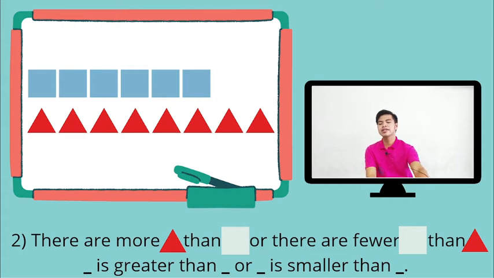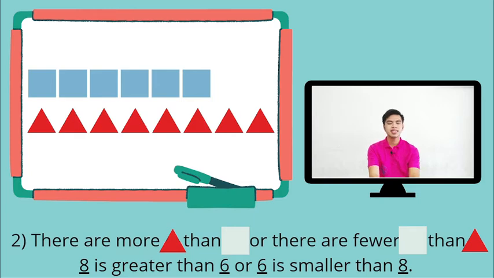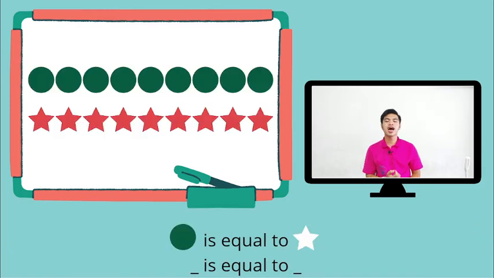So we're going to write 8 is greater than 6, or 6 is smaller than 8. So that is how we decide which of them is smaller or greater. We have to identify the number first, and then we're going to write it to wherever they belong. If they are greater, we're going to write it first. If they are fewer or smaller, we're going to write it on the second part. So here we have another example, and this is the last one.